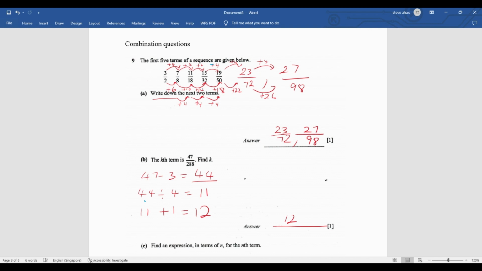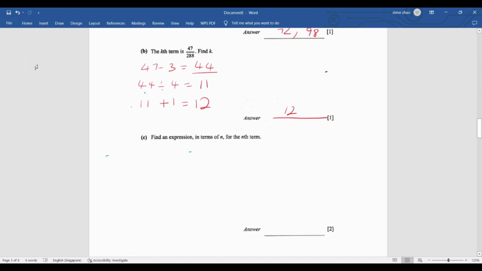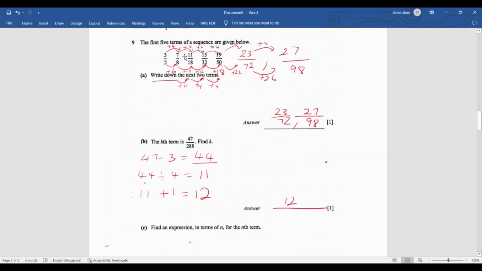Okay, you can try on your own and you tell me in the comments below whether this answer is correct or not. Okay, next, find an expression in terms of n for the nth term. Ta-da, the final thing that we have always been preparing for. Alright, so earlier on, we have already done our homework.